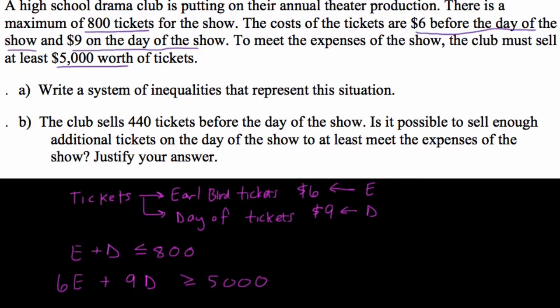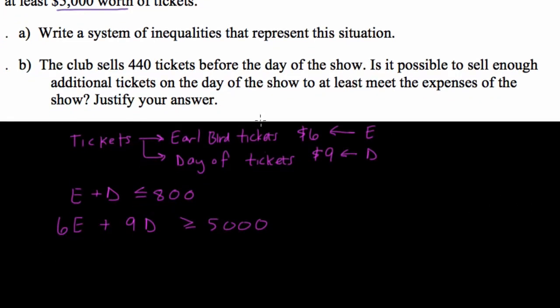Then in part B, they tell us that the club sells 440 tickets before the day of the show. So that means our early bird tickets, we just sold 440 of them. So here in this part of the equation, we have 6 times 440 plus 9D has to be greater than or equal to 5,000. They want to know, is it possible to sell enough additional tickets on the day of the show to at least meet the expenses of the show?